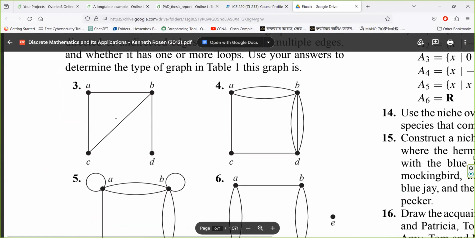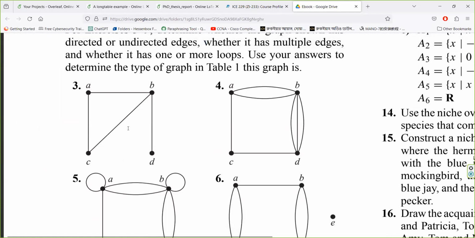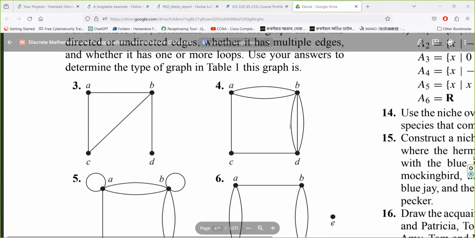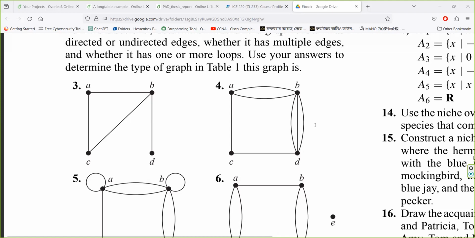So can you tell me number 3, what type of graph it is? Question number 3, what type of graph it is? Undirected simple graph. Yes, undirected simple graph. Question number 4, undirected multiple.